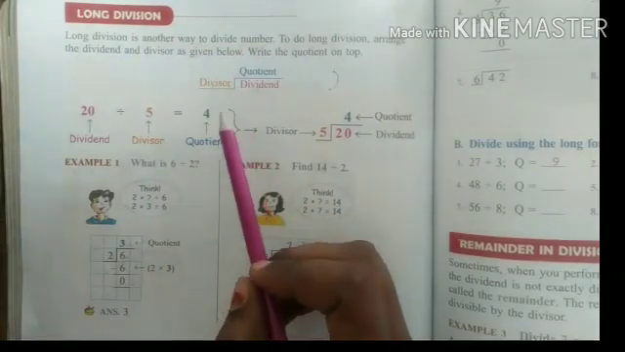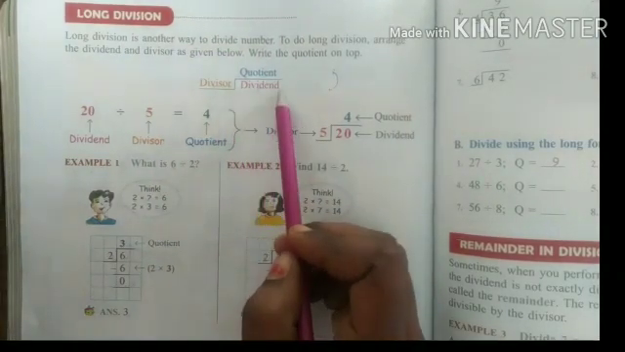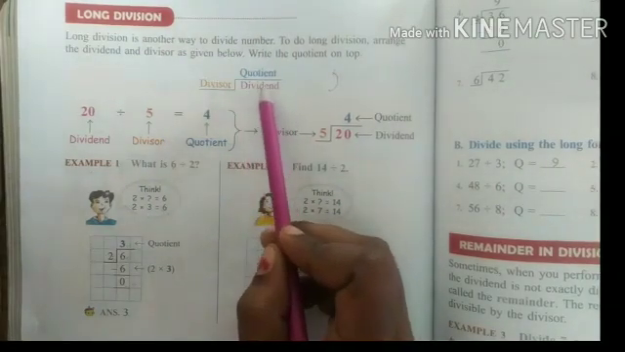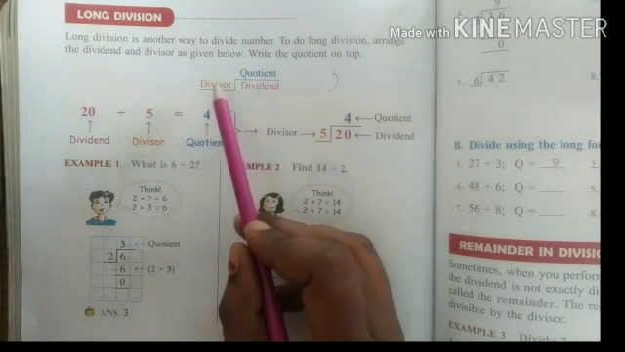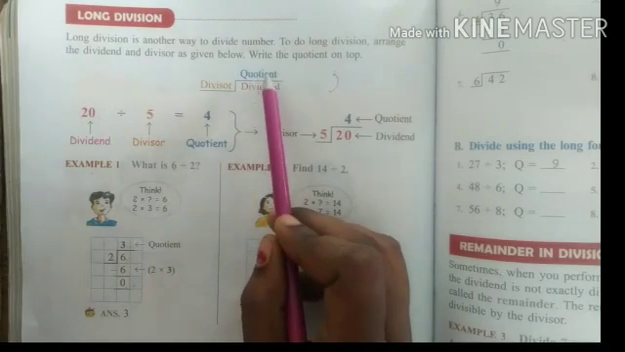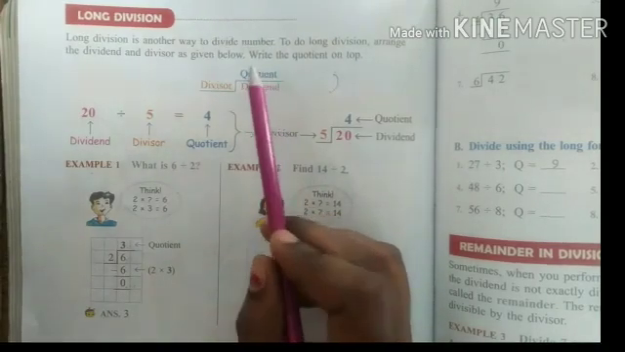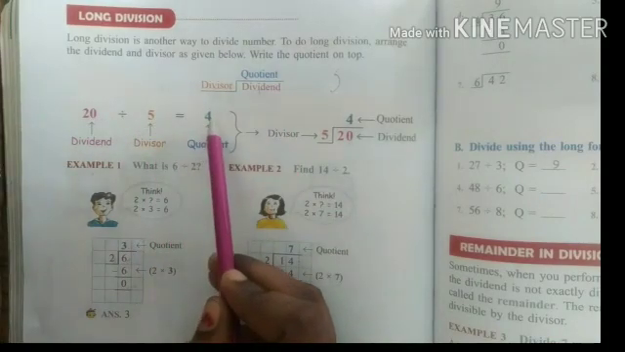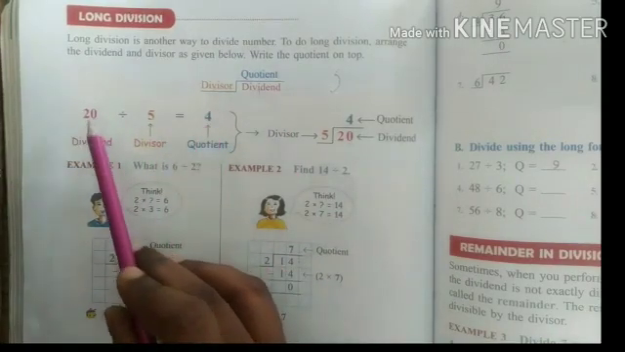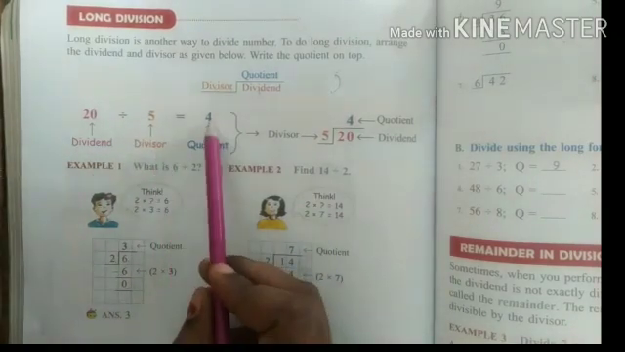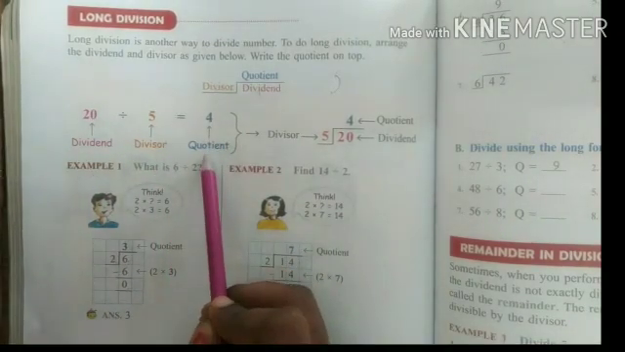To do long division, you should arrange the dividend and divisor as given below. You have to write the dividend inside and the divisor outside. The quotient will come at the top. For example, 20 divided by 5 is equal to 4. 20 is called the dividend, 5 is called the divisor and 4 is called the quotient.